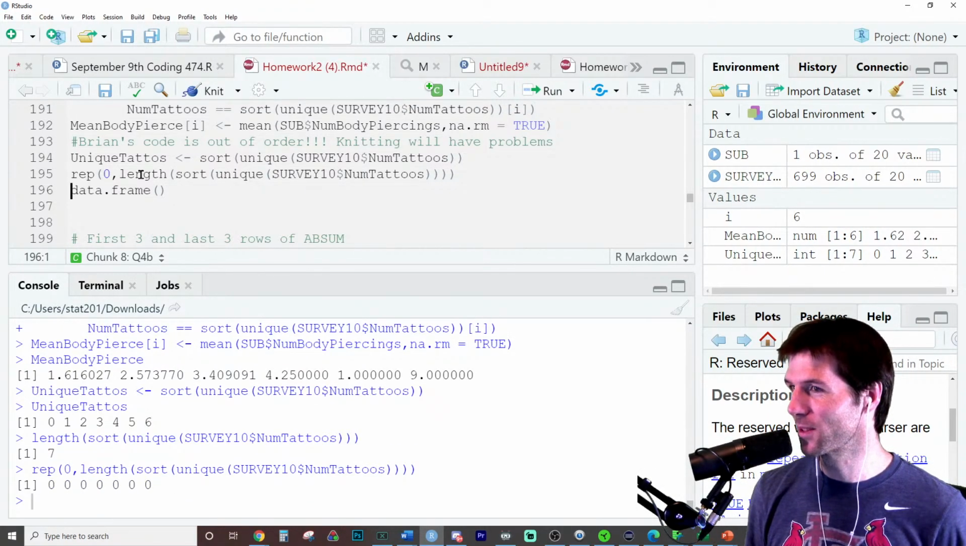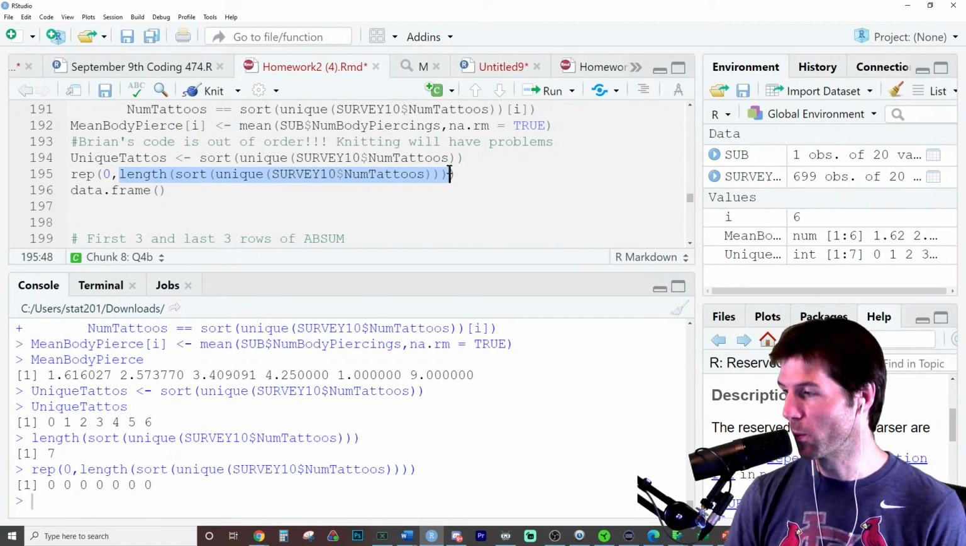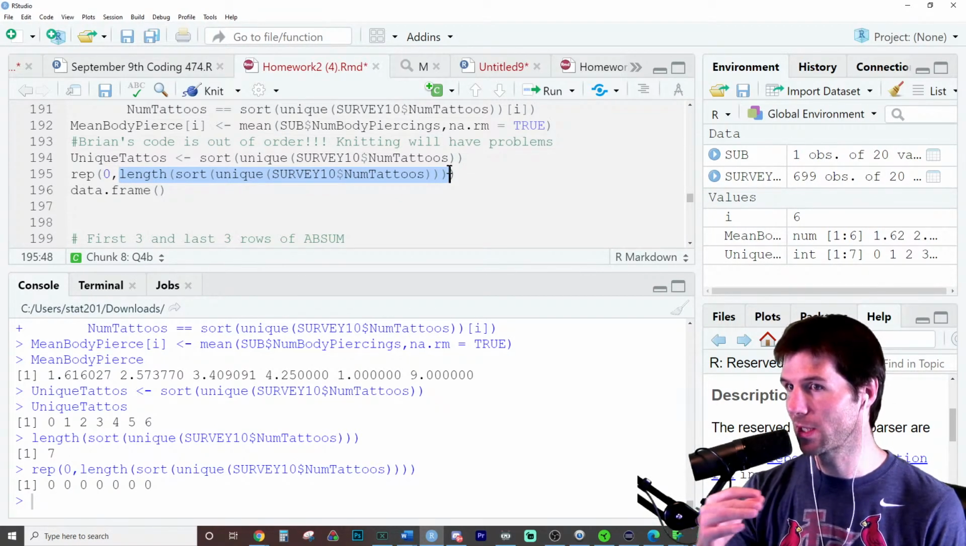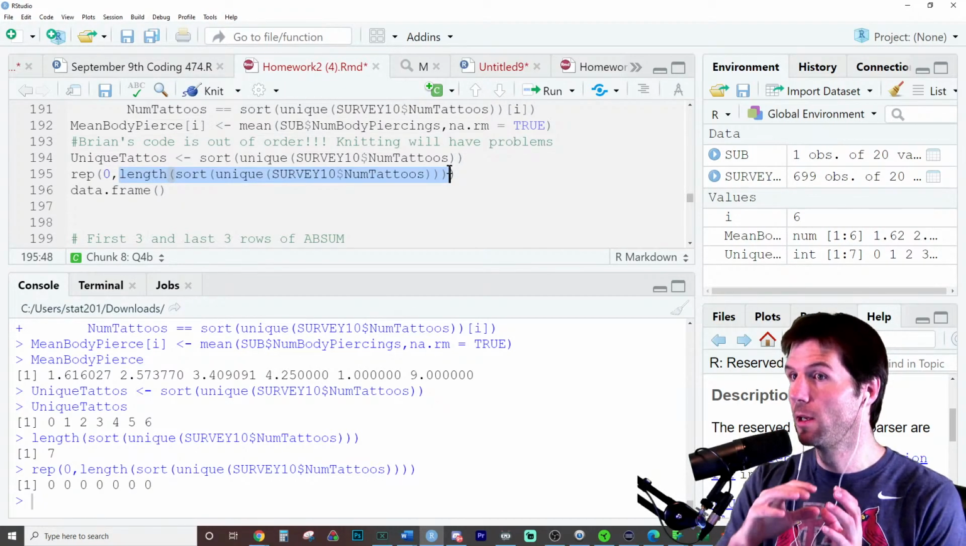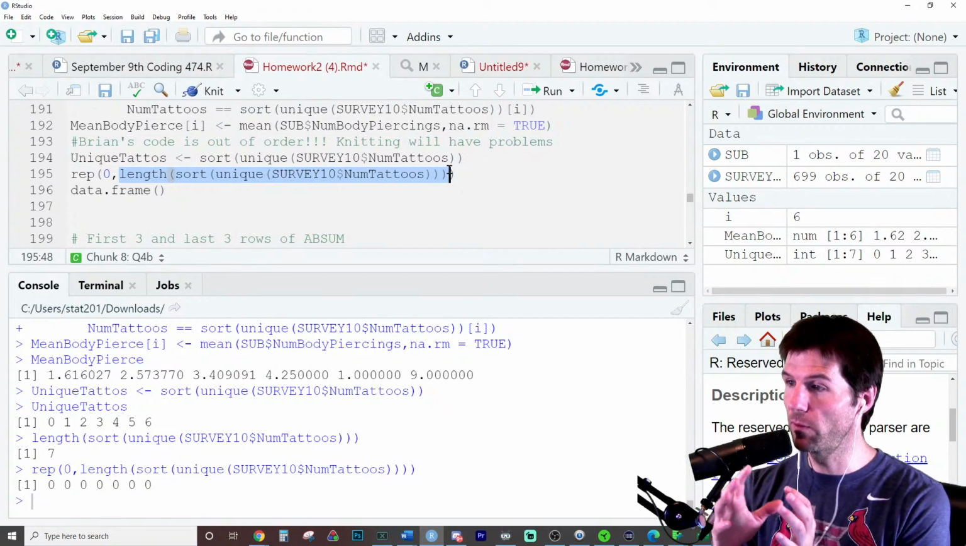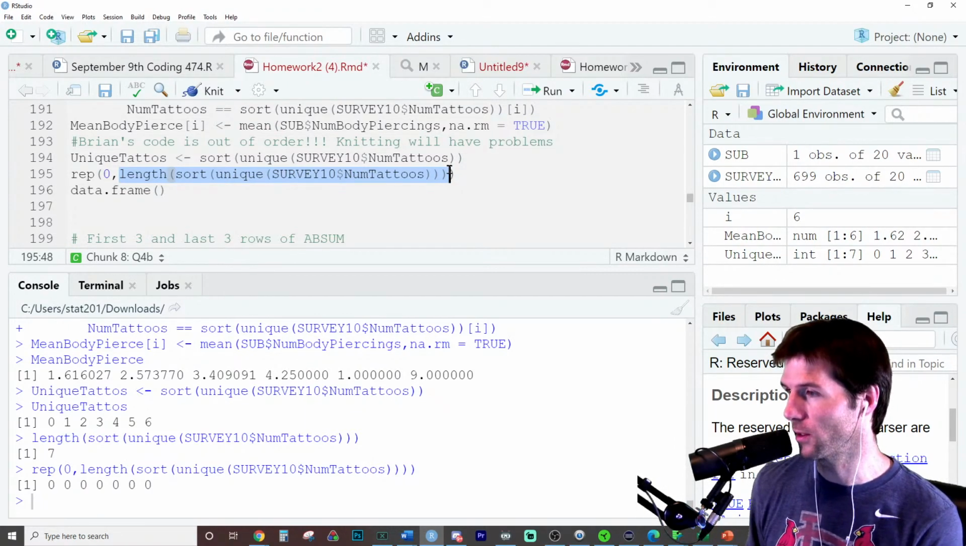Repeat 0 7 times, because that whole big thing right here is just 7. Does that make sense right there? Repeat 0 7 times, because everything right here is 7. It's just a really long way of saying find the length of the sorted unique vector, which is going to be repeat 0 7 times.